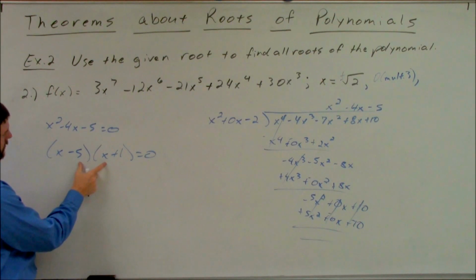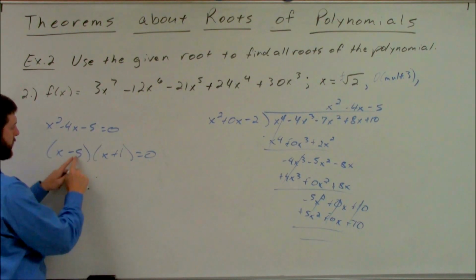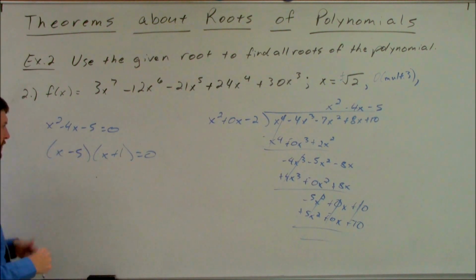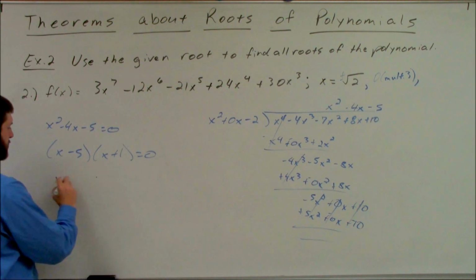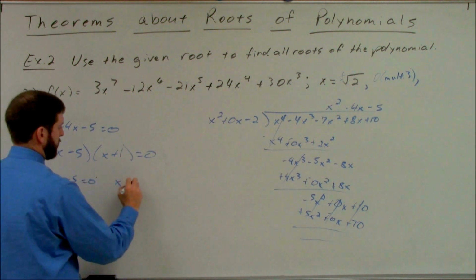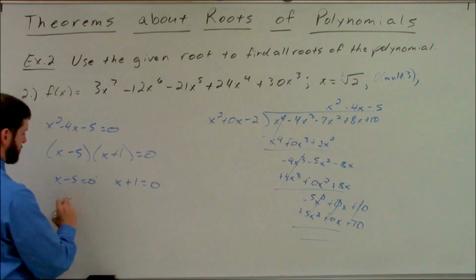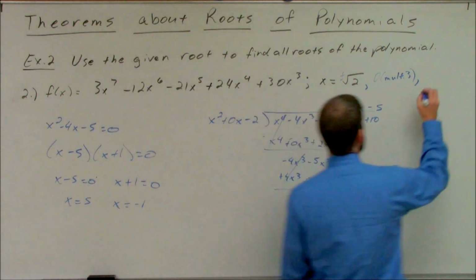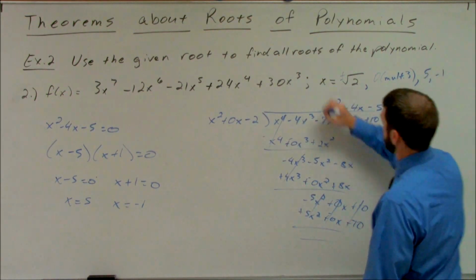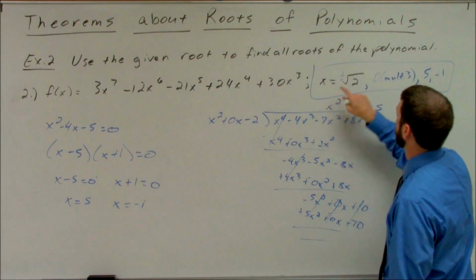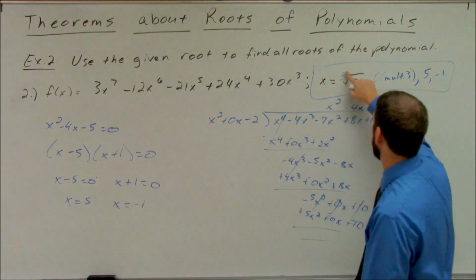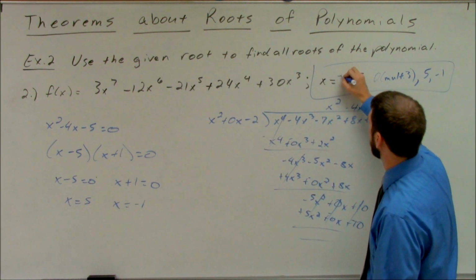So double check it. X squared is x and x. Negative 5 is negative 5 and 1. Negative 5x plus 1x is negative 4x. So we're good. Set each factor equal to 0. So x equals 5 and negative 1. So 5 and negative 1. So this is all 7 roots of that 7th degree polynomial.